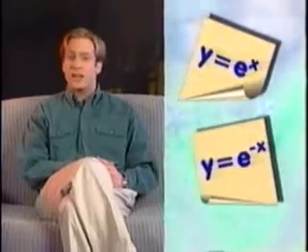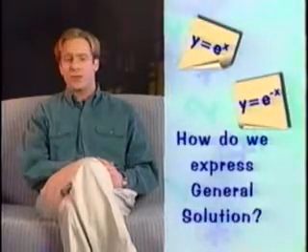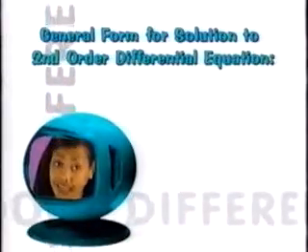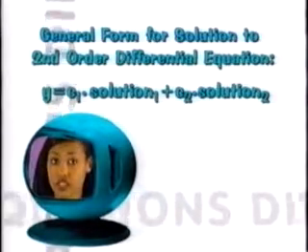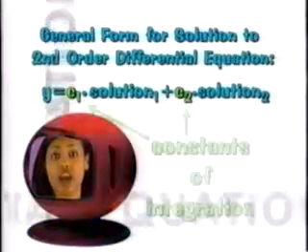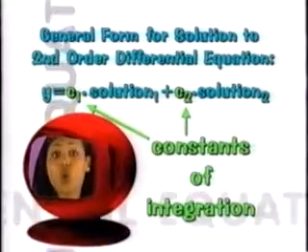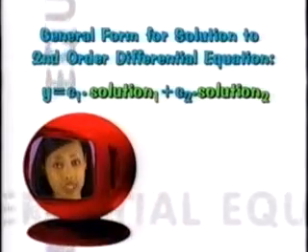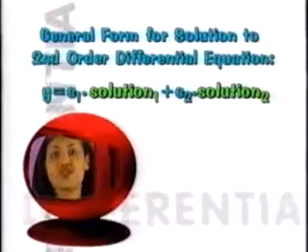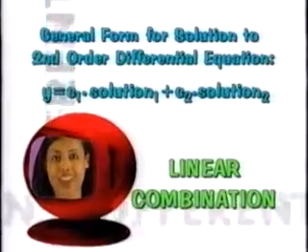Now that we have two linearly independent solutions, y equals e to the x and y equals e to the negative x, how do we express the general solution of this differential equation? The general form for a solution to a second-order differential equation is y equals c1 times the first solution plus c2 times the second solution. c1 and c2 are the constants of integration. So, once you find the two linearly independent solutions, just fill them into this form and you have your general solution. This is called forming a linear combination of the independent solutions.